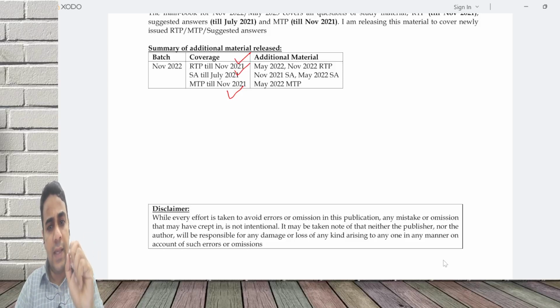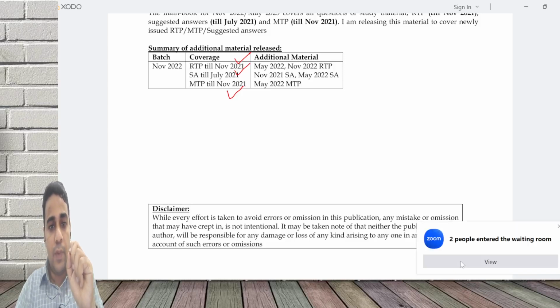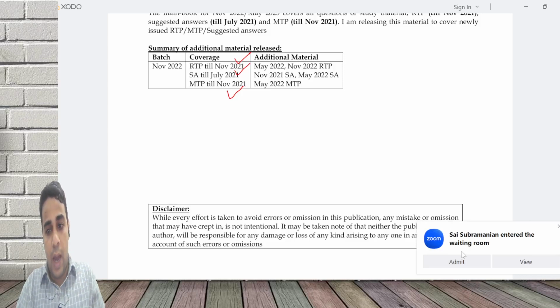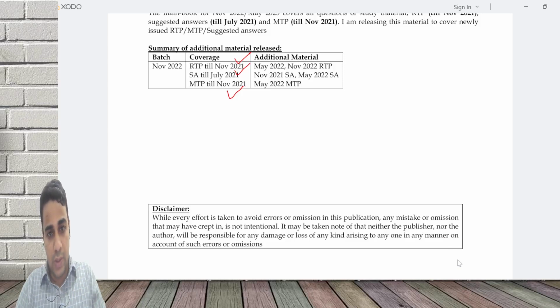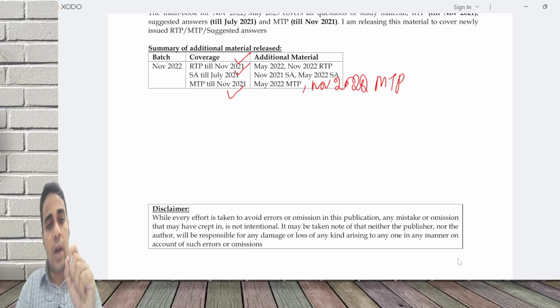After this, ICAI keeps coming out with new RTPs and new MTPs. So what I am covering now is May 2022 and November 2022 RTP, November 2021 suggested, May 2022 suggested, May 22 MTP as well. I'll cover this also. November 2022 MTP. So the objective of these classes is to cover these additional questions. When we are covering the additional questions, indirectly the revision is going to happen.